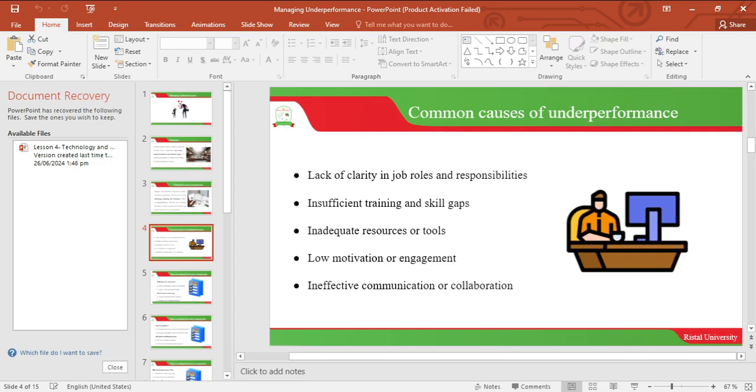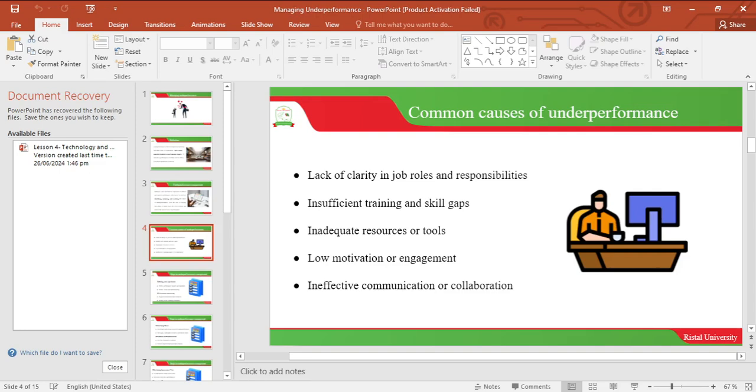Then the last one is ineffective communication or collaboration. So you have not clearly explained to the employees what is expected of them. The targets are not explained. So how do you expect the employees to perform when you have not explained to them the target? You need to make sure that you always explain to your employees the target, what is expected of them, so that when they come to work, they really know what they are supposed to be doing.